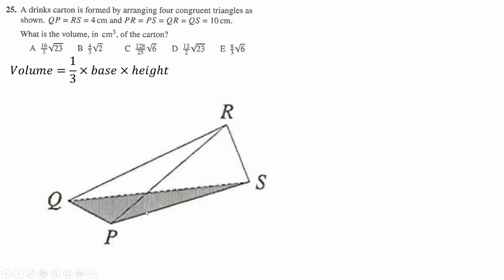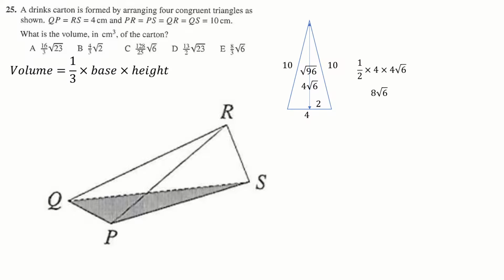Now, the base of this is fairly easy to work out. It's going to be 10 and 10 and 4 here. So we can draw a line down here, make a length of 2 there, and do 10 squared minus 2 squared, which is root 96, which has a factor of 16 in it, I believe, so it's 4 root 6. So the area of this base is 4 times a half times this. The 4's make 16 times a half is 8. So yeah, 8 root 6. So that's the base. Good. So the base is there.